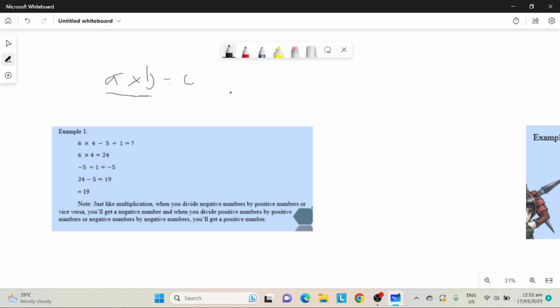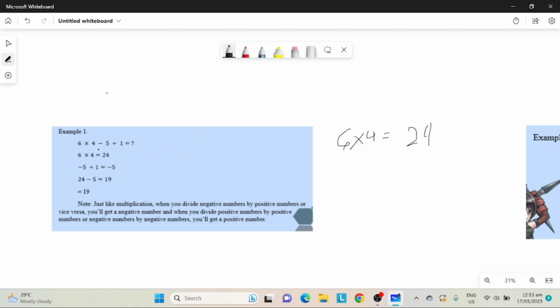Alright, now let's move on to example number one: 6 times 4 minus 5 divided by 1. First, get the first two numbers. 6 times 4 is 6, 12, 18, 24. We have 24.